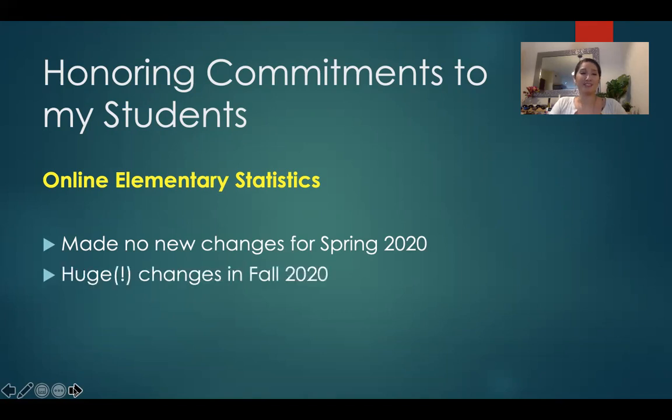I made huge changes in fall 2020. I revised every PowerPoint slide deck, I changed all of those, and then I made videos for all of those, and I worked every single homework problem that I assigned and created homework help videos to go with that as well for statistics. But I didn't do that until fall of 2020. So in spring of 2020, there were no new changes.